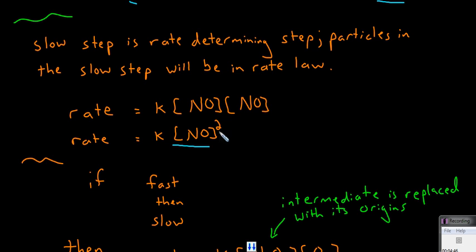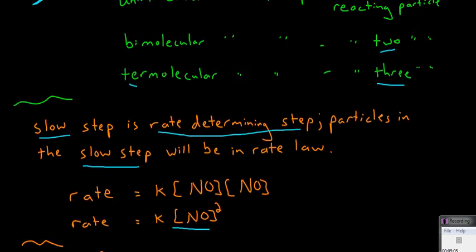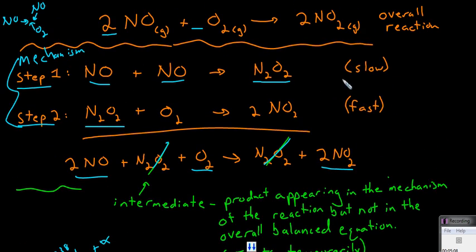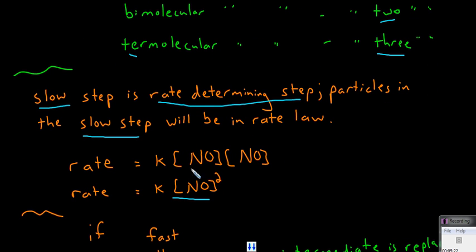How can that be? Well, it turns out that only the slow step is the rate determining step in our reactions, and hence we just include this slow step in the rate law. So here, going back to these steps, we saw that the slow one was the first one. And so seeing that only those two nitrogen monoxide particles were involved, the rate law is just k times nitrogen monoxide concentration times nitrogen monoxide concentration, or nitrogen monoxide concentration squared.